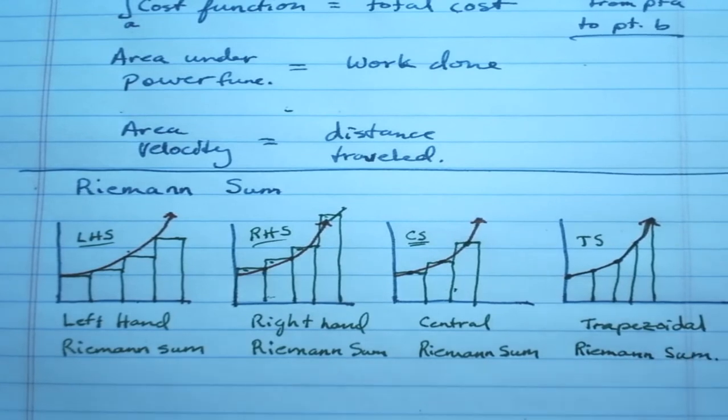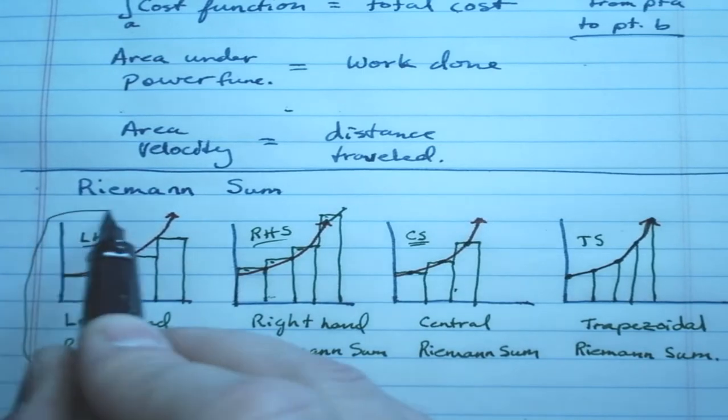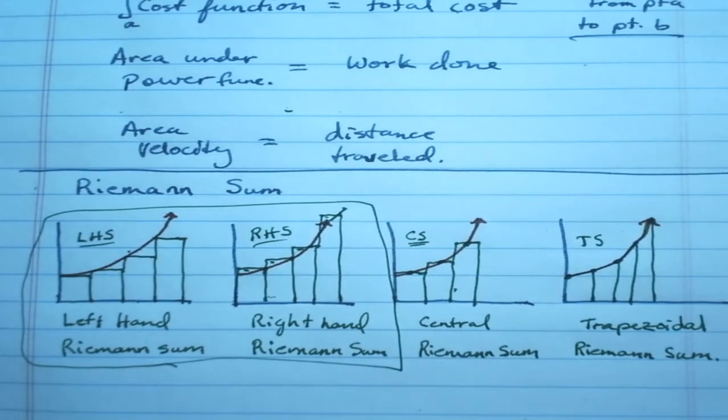In Calculus 1, you would be required to do at least these 3, usually all 4. Because this is business calculus or brief calculus, we're only going to do left-hand and right-hand Riemann sums.